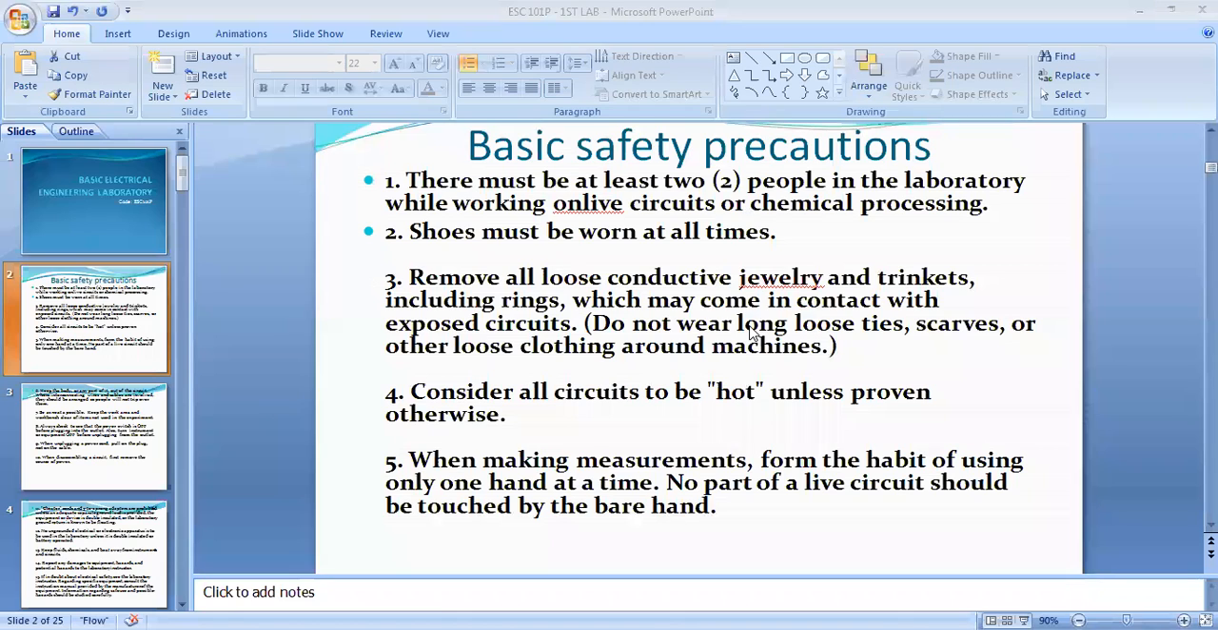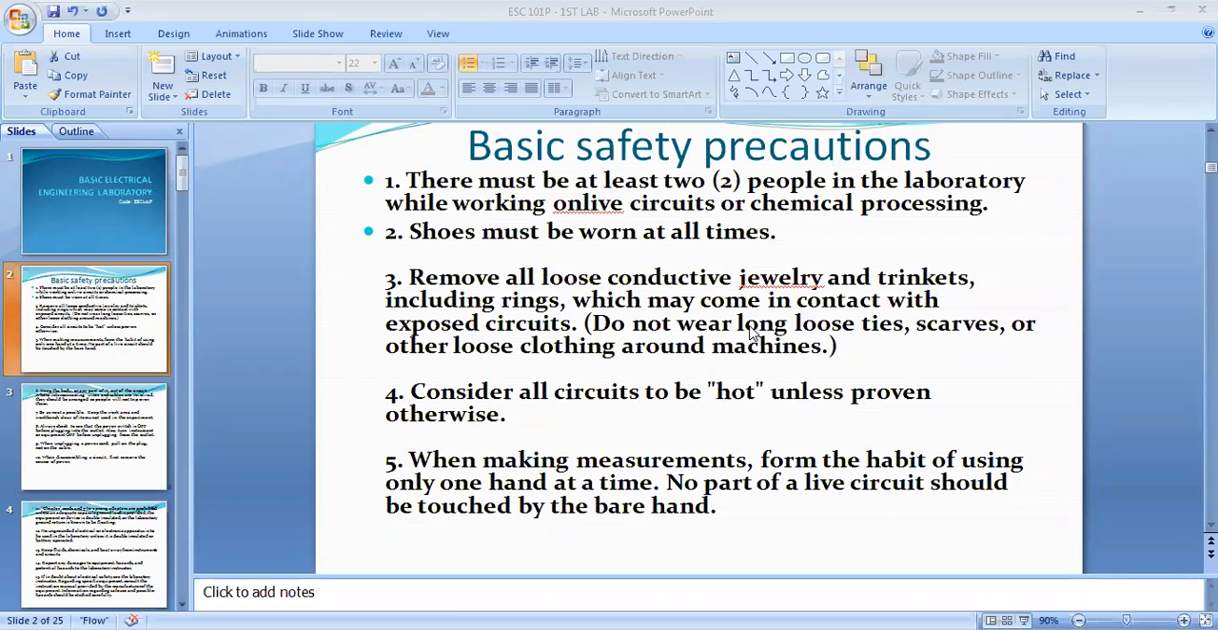Why are safety precautions needed? The first question arises: why are safety precautions needed? Listen to me very carefully. In the electrical engineering lab, we will deal with 220 volt AC, 220 volt DC, and 420 volt AC. These supplies are there in electrical labs in general.